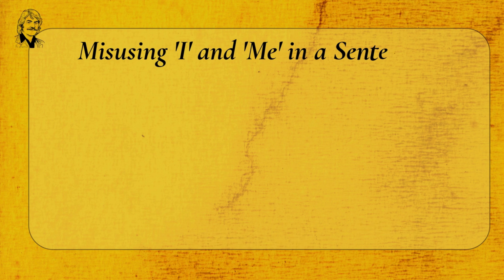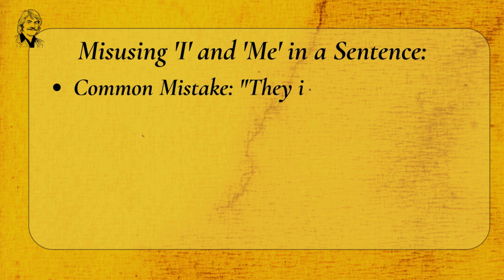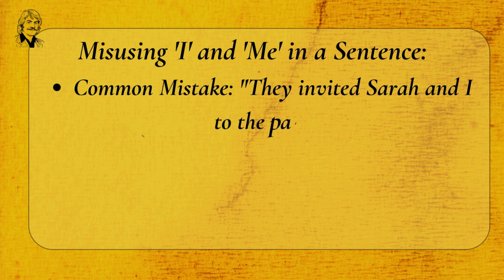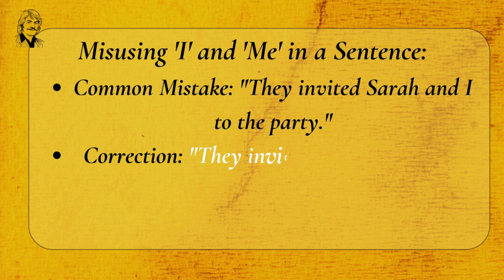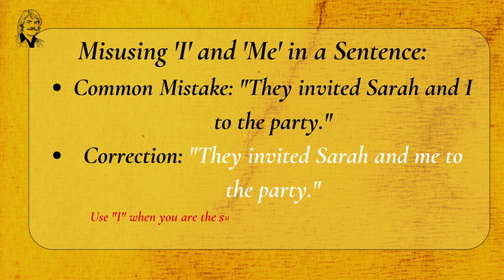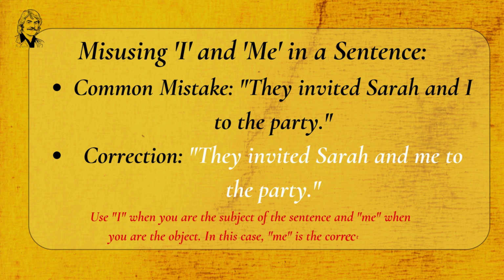Misusing I and me in a sentence. Common mistake: They invited Sarah and I to the party. Correction: They invited Sarah and me to the party. Use I when you are the subject of the sentence and me when you are the object. In this case, me is the correct choice.